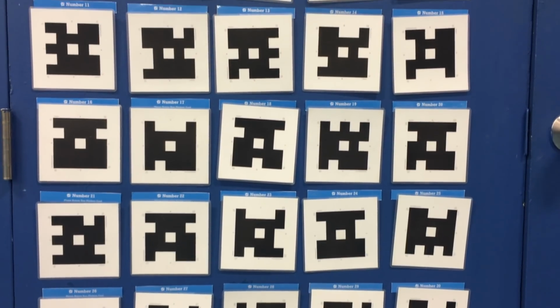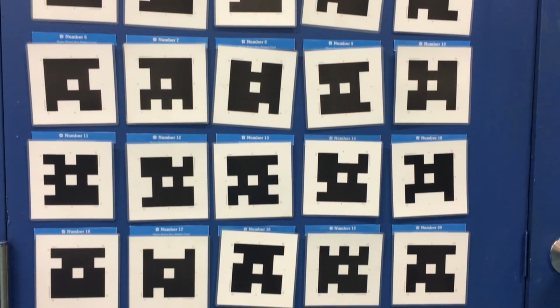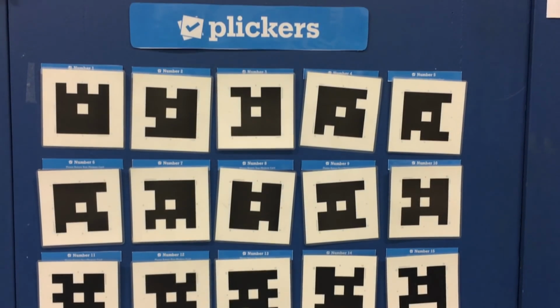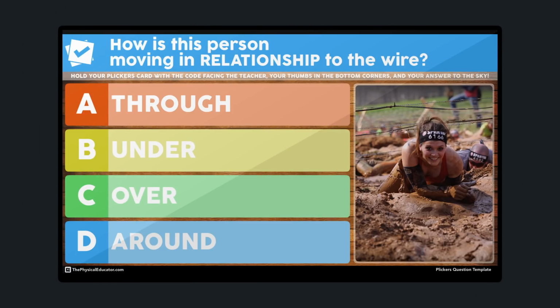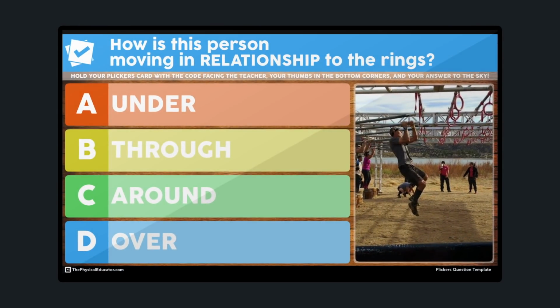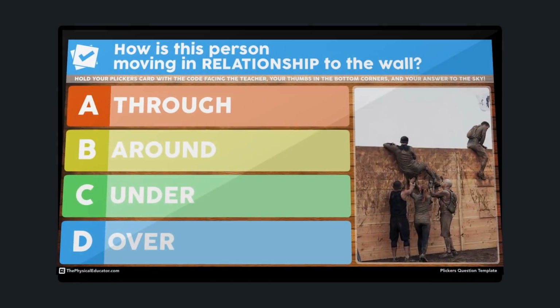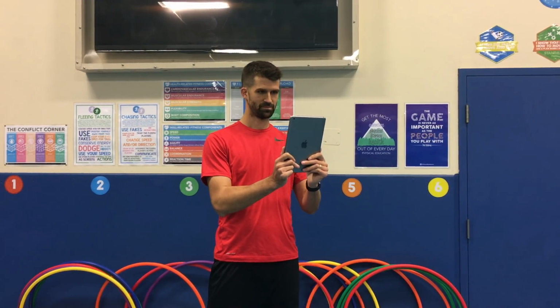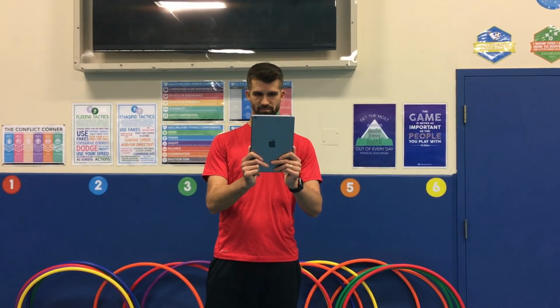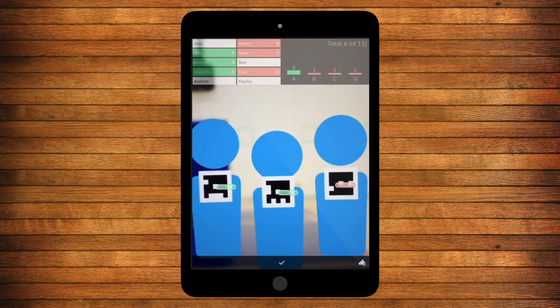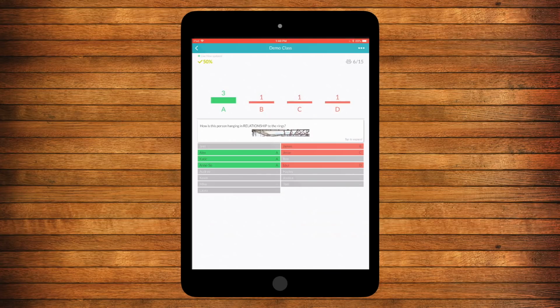I then invited the students to all go grab their Plickers cards on the Plickers wall, which is a procedure we had been working on in class. Using the Plickers question template that I created in Keynote, I asked my students to identify relationships with objects. As the students shared their answers using their Plickers cards, I simply scanned the class after each question to quickly record all of their answers. This would lay some of the groundwork for the assessment that would happen later on in the lesson.